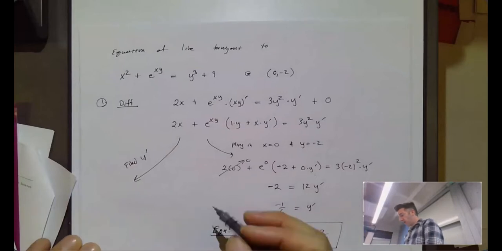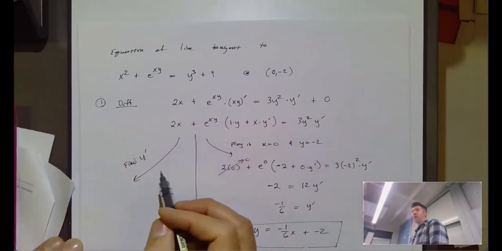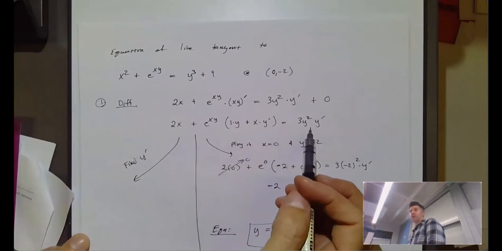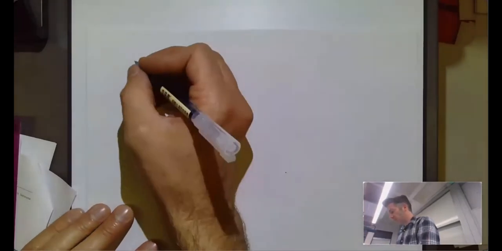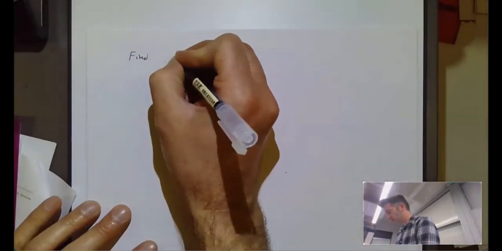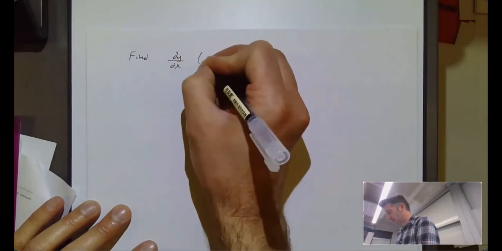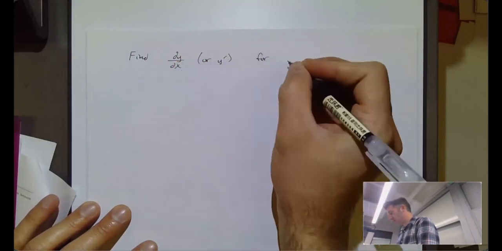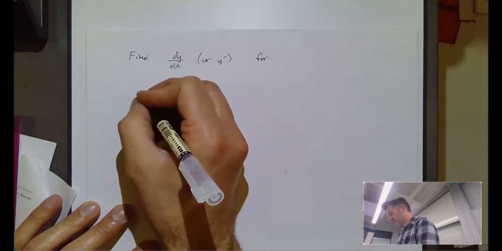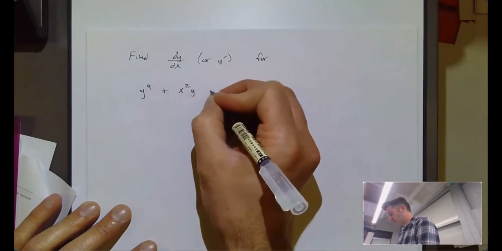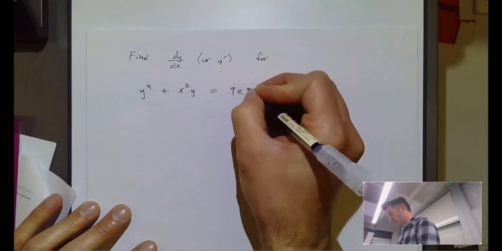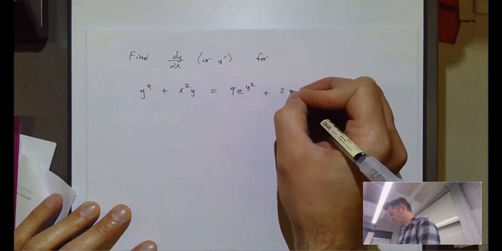On the other hand, if the problem had been, here's this equation, find y prime, then you'd have to take this equation and actually solve for y prime. All right, let's do a different problem where we have to do that because I think it's worthwhile. So let's say we're given, find dy/dx or y prime, whichever way you want to write it, for the following function: y to the 4th plus x squared y equal to 9e to the y squared plus 2x.